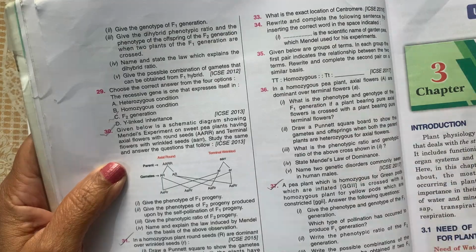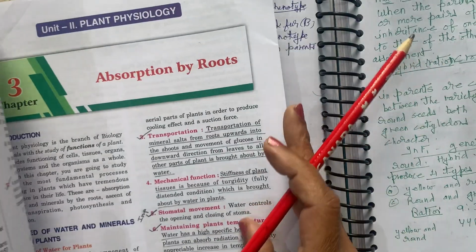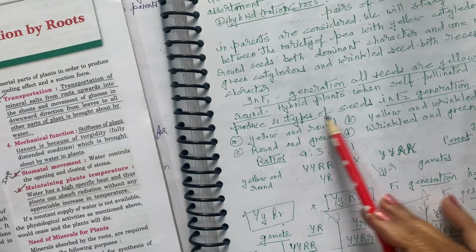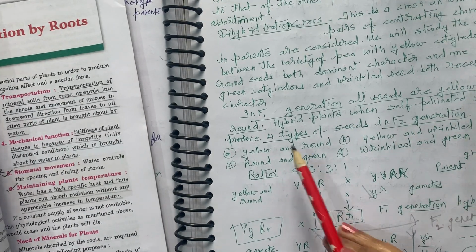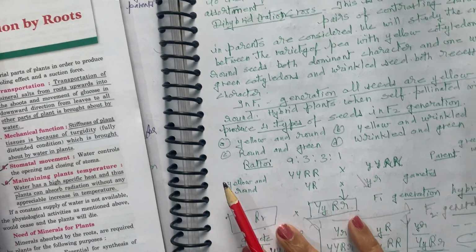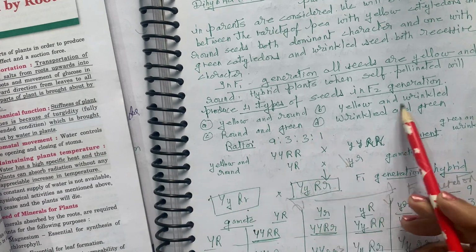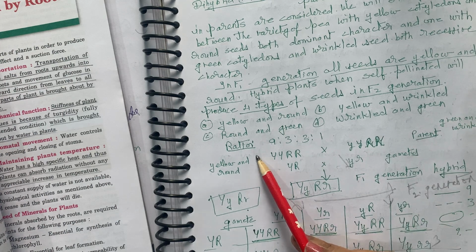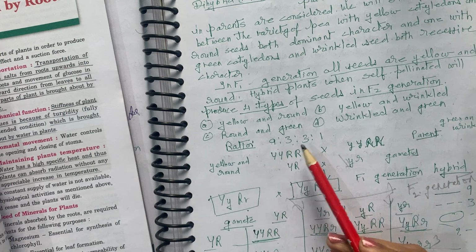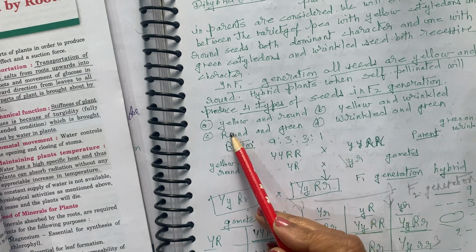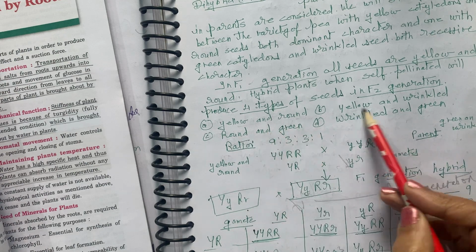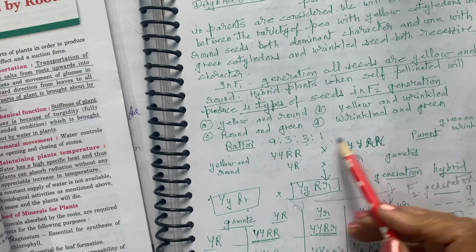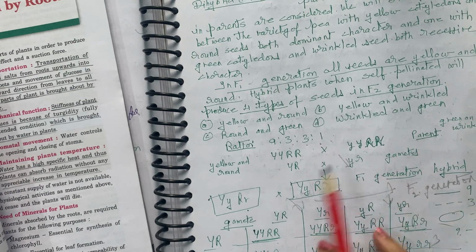Give the genotype of the F1 generation. See, this is the F1 generation, all seeds yellow and round seeded plants. When self-pollinated, 4 types of seeds are obtained: yellow and round, yellow and wrinkled, round and green, wrinkled and green. The ratio will be 9:3:3:1. 9 plants yellow and round, yellow and wrinkled 3 plants, round and green 3 plants, wrinkled and green, 1 plant will be obtained.